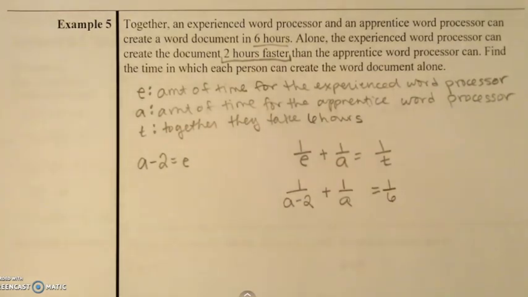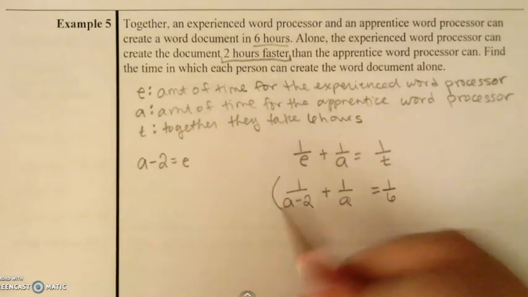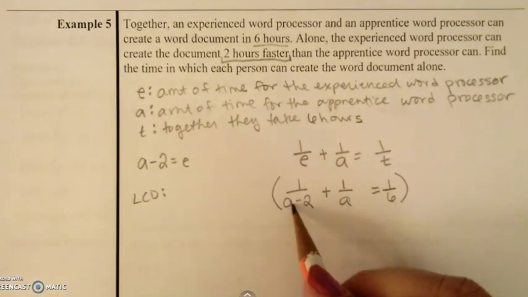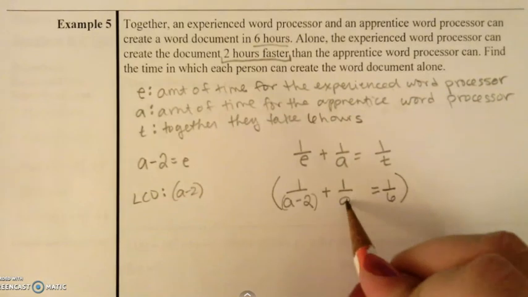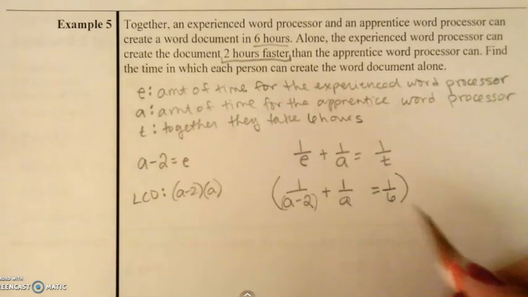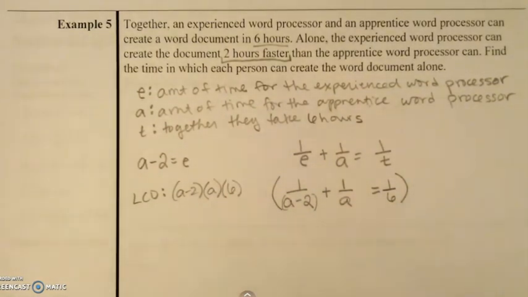And now we have this rational equation, and in order to solve a rational equation, we want to clear denominators. So we're going to multiply this by the LCD. What is my LCD? Well, I need A minus 2 for my first denominator. I need A for my second denominator. Notice I don't have a factor of A here. And 6 for my third denominator. So I actually end up multiplying by all three denominators.